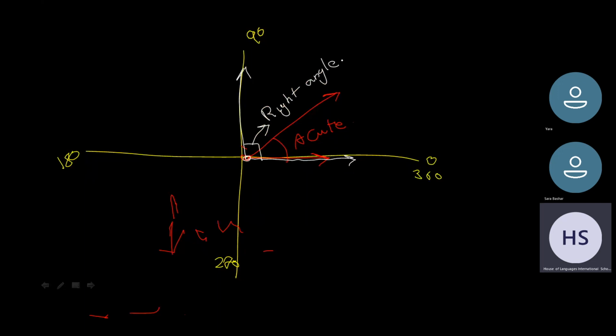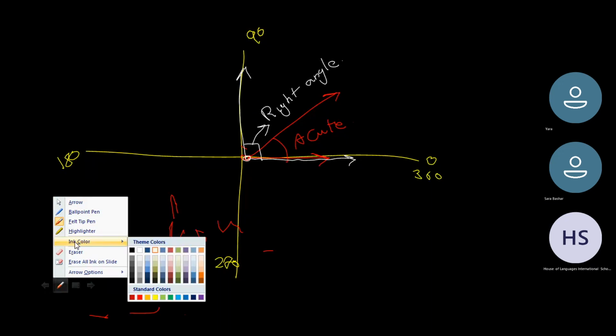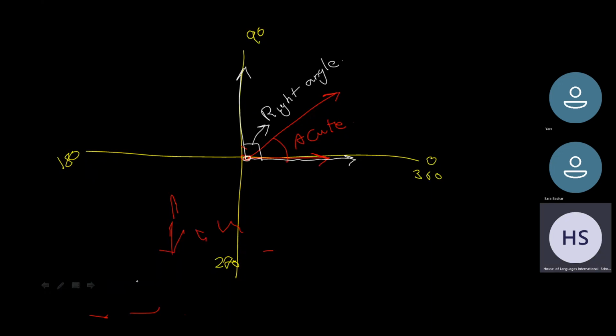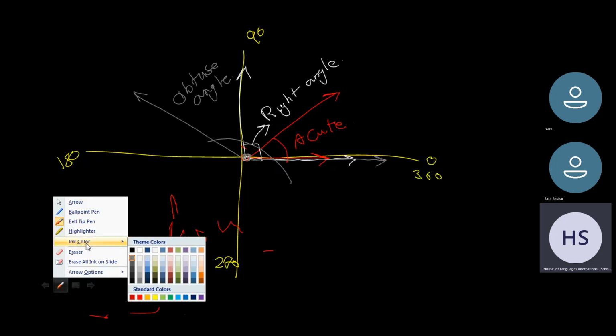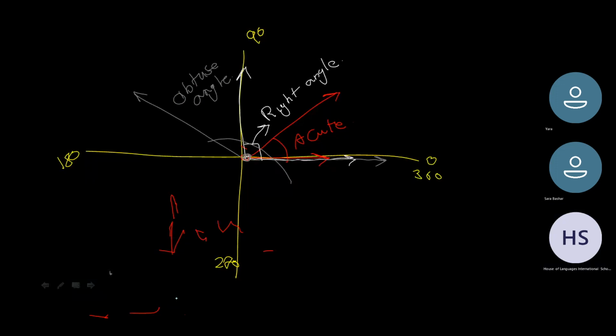Now, if you start at this point, from this side, and you stop at this one, what do we call it? It's greater than 90 but less than 180. What do we call it? Obtuse angle. Now, if you start from this side and you stop here, it's straight. What is the name of this angle? It will be straight.